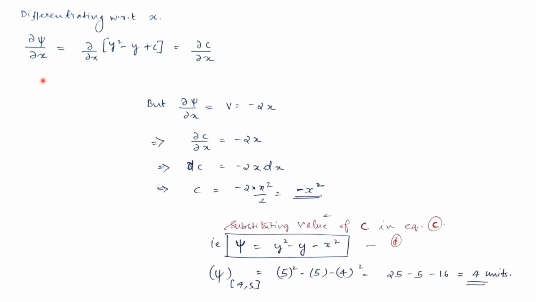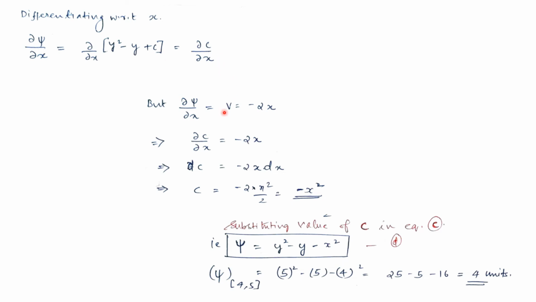So differentiating, we write dou psi by dou x. The dou psi by dou x, that means the velocity v. It would be dou, we are just differentiating it. y squared minus y plus c is equal to dou psi by dou x. Okay, because we are differentiating with respect to x. We have no x term over here, but x we don't know the value. It's just a constant term.